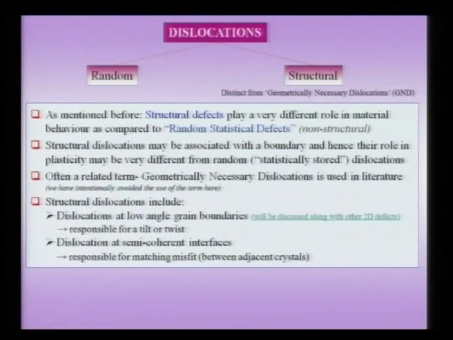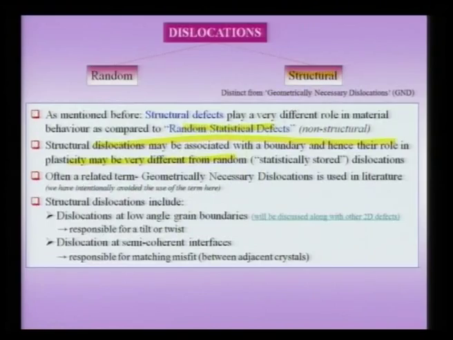So far, the dislocations we were talking about were random dislocations, or, as the term is sometimes used, statistically necessary dislocations. We will avoid the use of terms like geometrically necessary dislocations in this context, and we will call this other kind of dislocation structural dislocations, and distinguish them from the statistically present dislocations. A structural dislocation may be associated with a boundary, and hence their role in plasticity may be very different from the random dislocations.